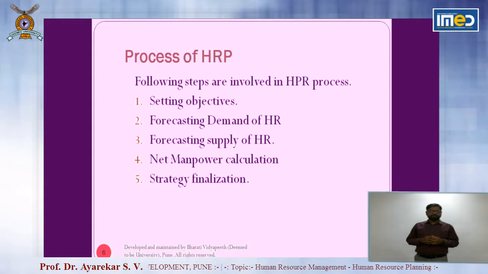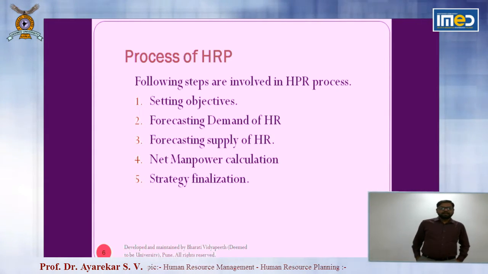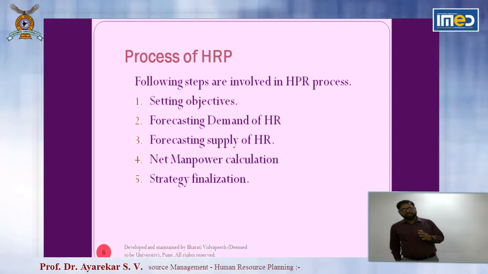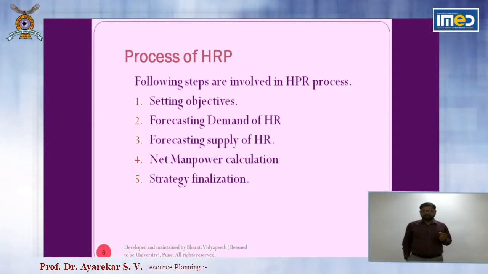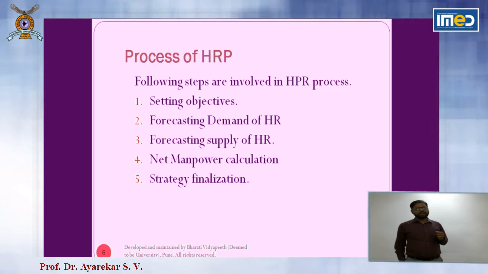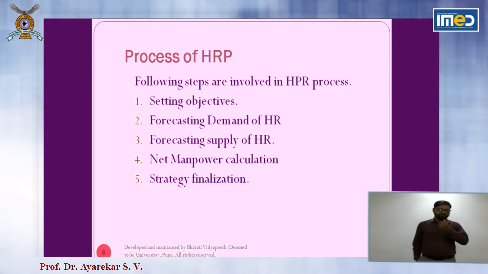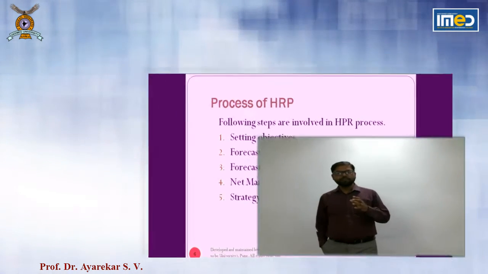Now we'll move towards the next part, that is the process of human resource planning. There are 5 stages in this particular process. First, we have to set the objective, then demand forecast, supply forecast, net manpower calculation, and strategy finalization. So the outcome part is there. The first step is setting the objective. Why are we doing the HRP?